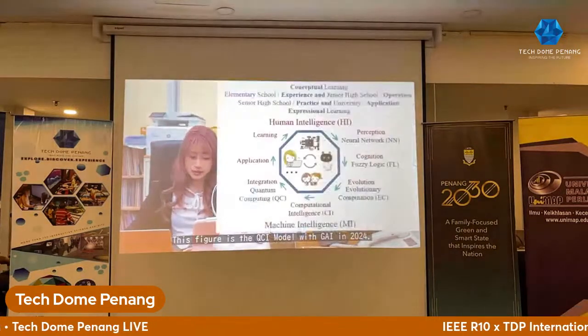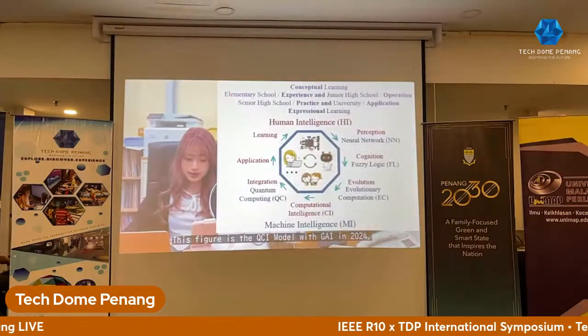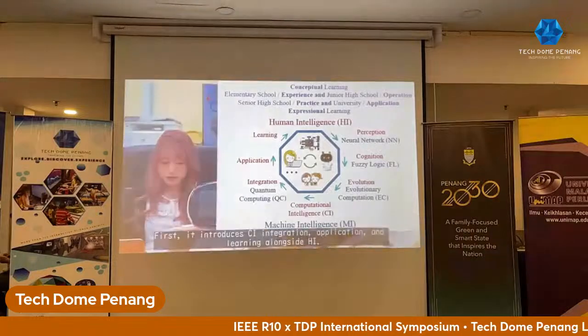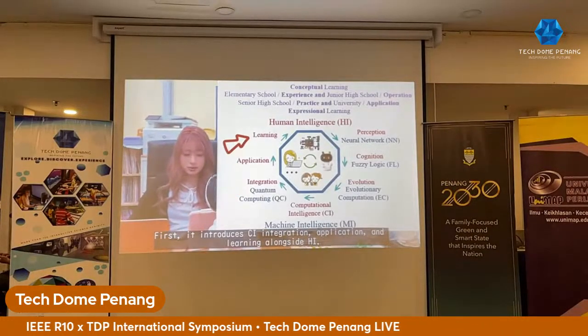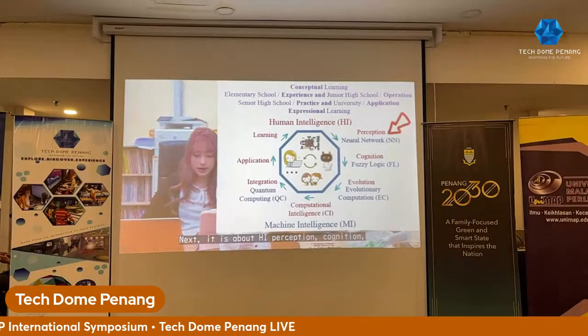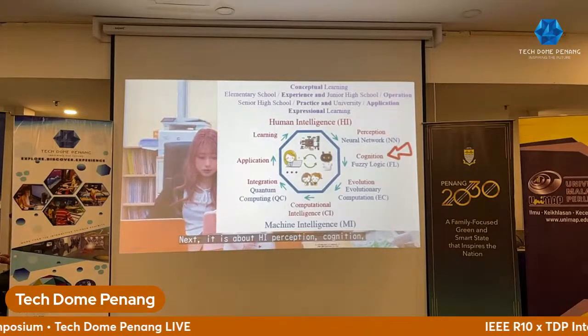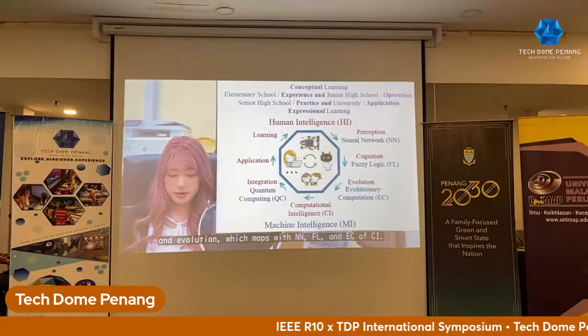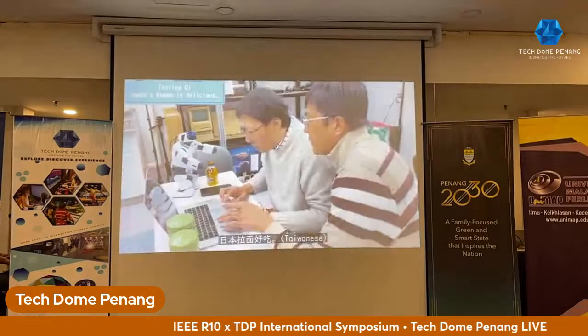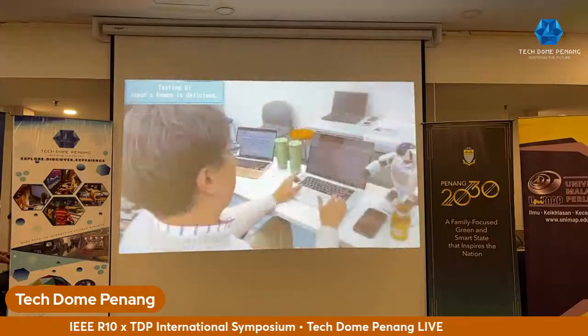This figure is the QCM module with GAI in 2024. First, it introduced CI integration, application, and learning alongside HI. Next, it is about HI perception, cognition, and implosion, which met with an NFL and ECOCI.